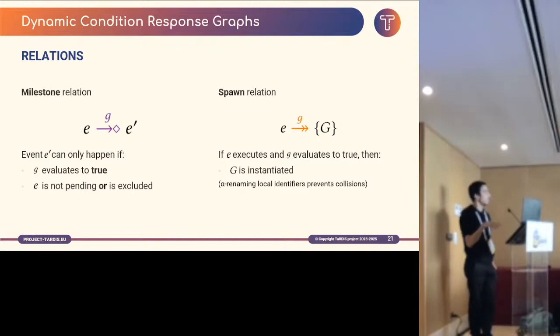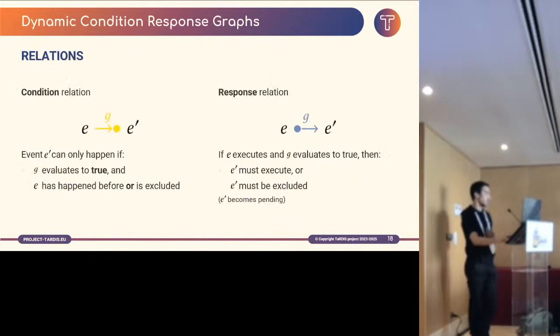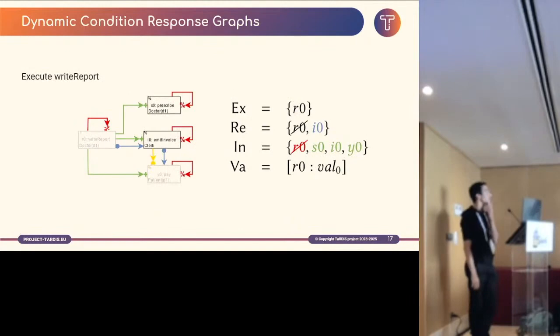Okay, these relations are part of the dynamic condition response graphs, which are not exactly my work. I've just extended them with information. So the idea is that you have a former work, and the idea is to extend it to be able to handle this DCR. So that's the reason for these relations. They come from this other work.